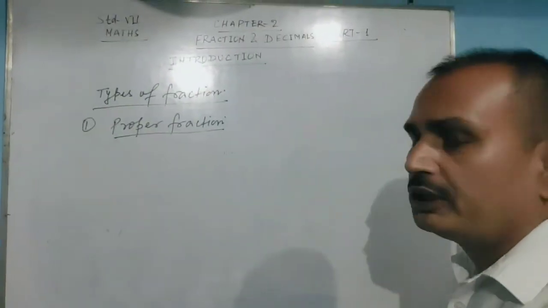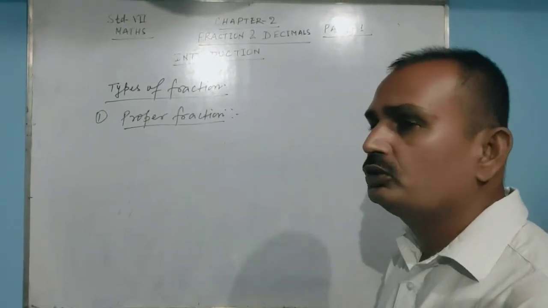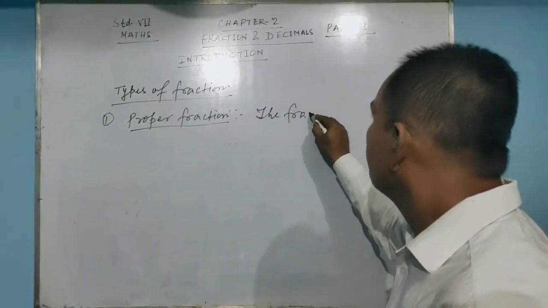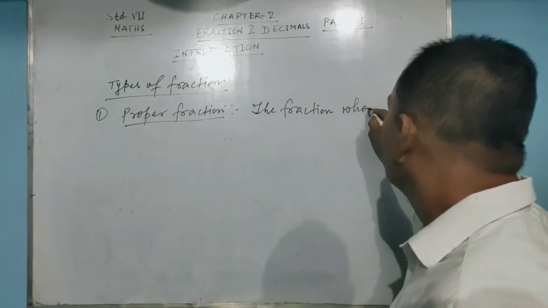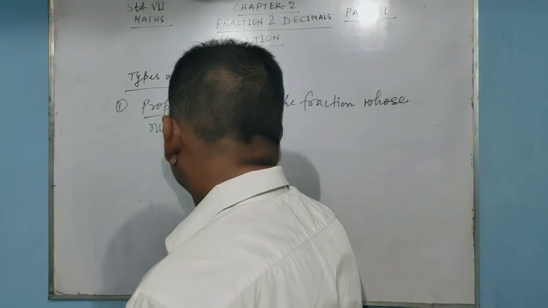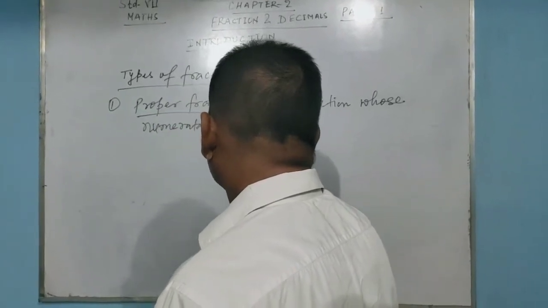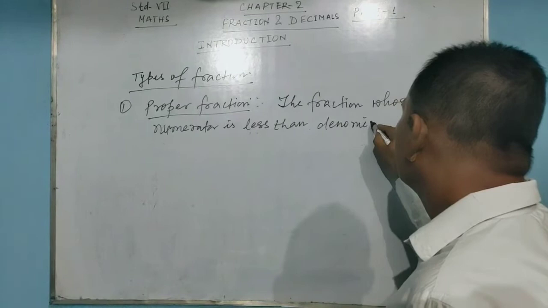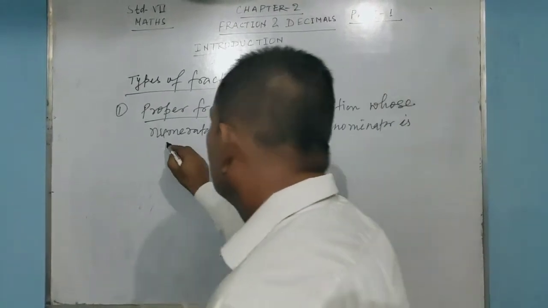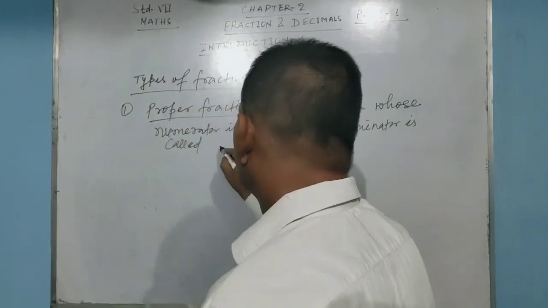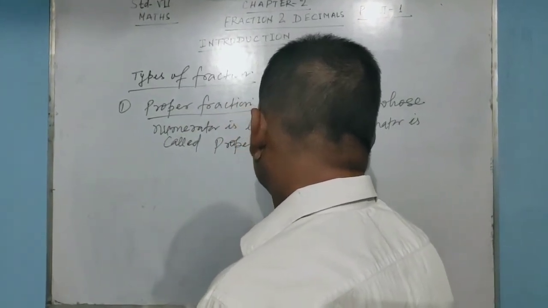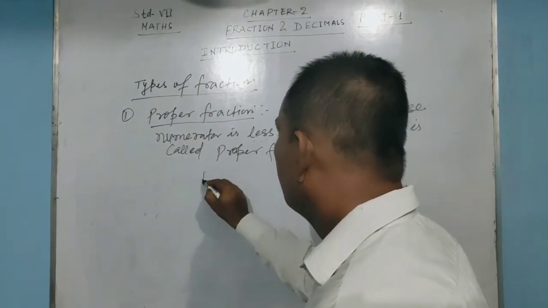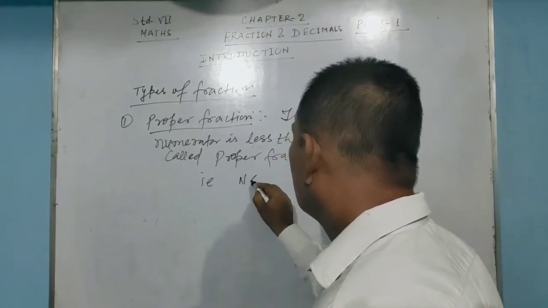Proper fraction. What is a proper fraction? The fraction whose numerator is less than the denominator is called a proper fraction, that is, numerator less than denominator.